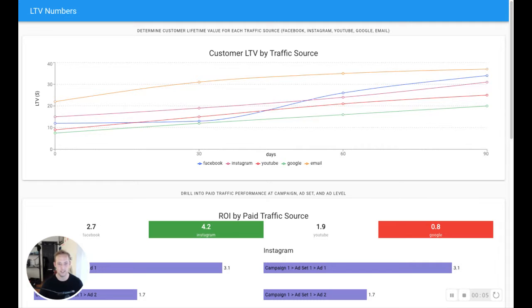I want to talk to you about how to scale your business faster and more profitably. And knowing this really is the difference between being able to scale your business successfully or not at all.